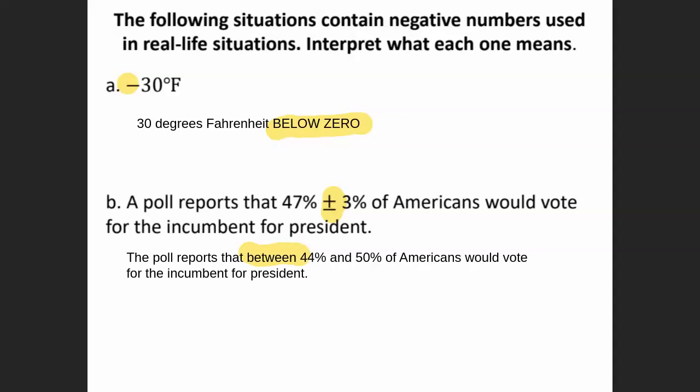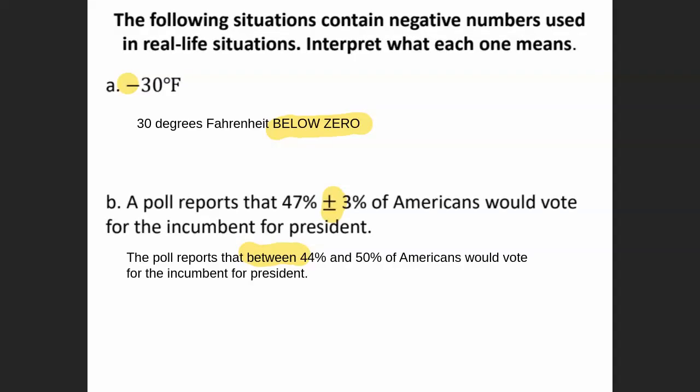And if I add 3 to 47, that's where I get the 50. If I subtract 3, I get 44. So to interpret it, I have to use the word between, and I have to actually do the adding and the subtracting of 3% from 44%. Okay.